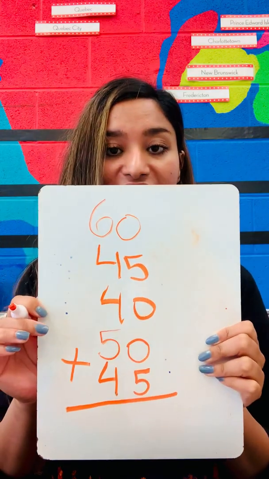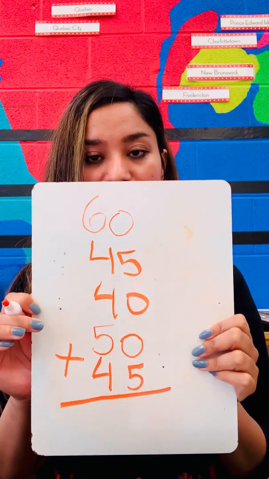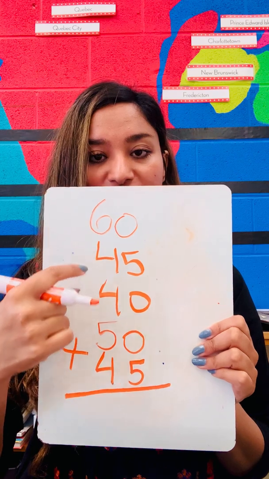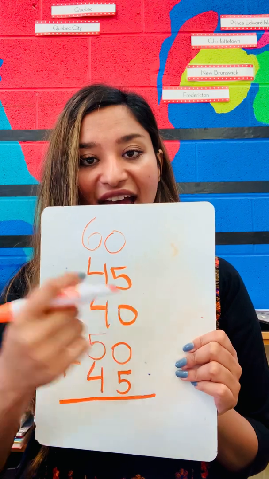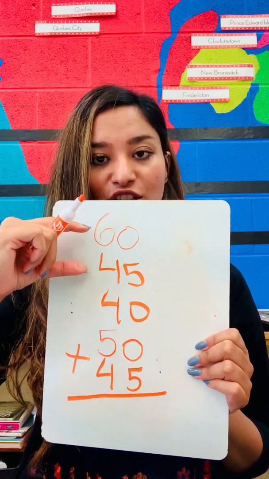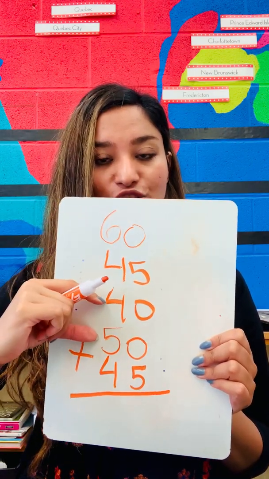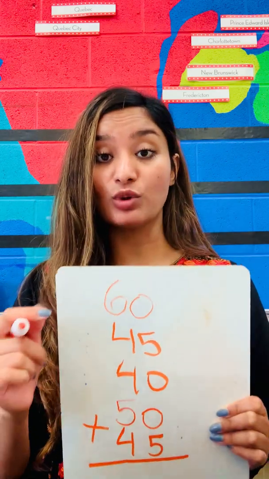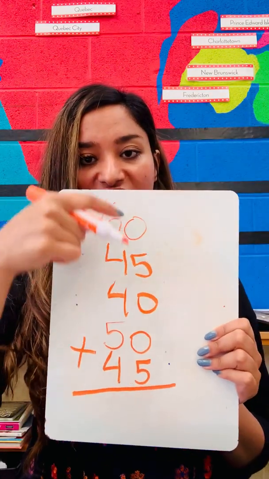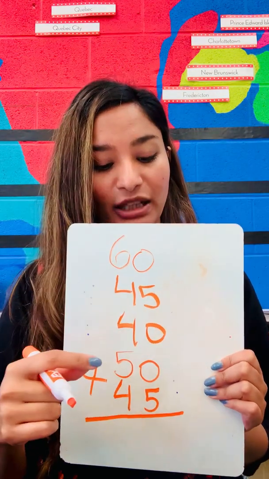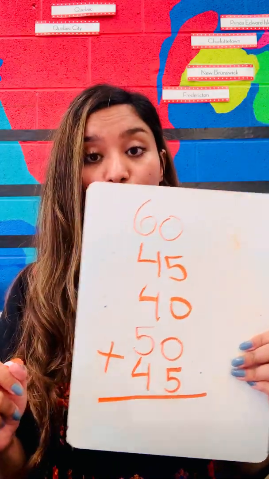Okay, go ahead and add all these numbers. 60, 45, 40, 50, and 45 again. Or you can add two numbers at a time, but then you would have to add all of them again. So I suggest you do this method. Stack up your numbers, and then add them all together, and that would give you your answer for the final question, C. So go ahead and add all these numbers.